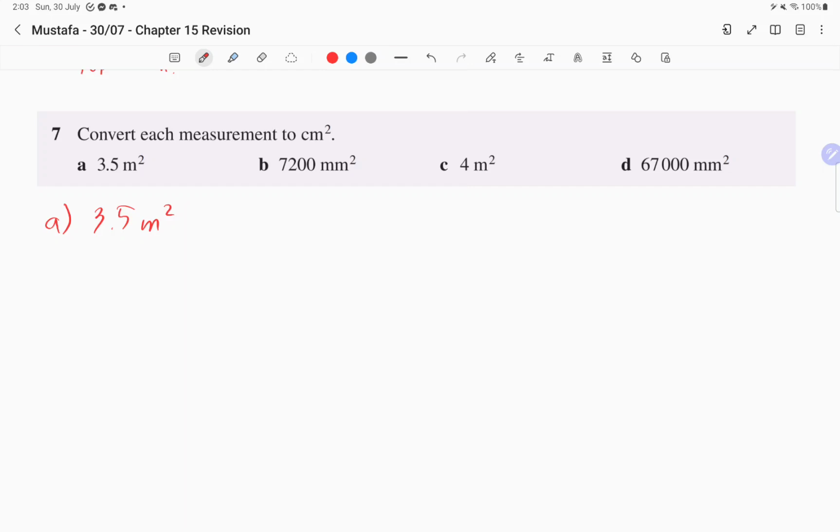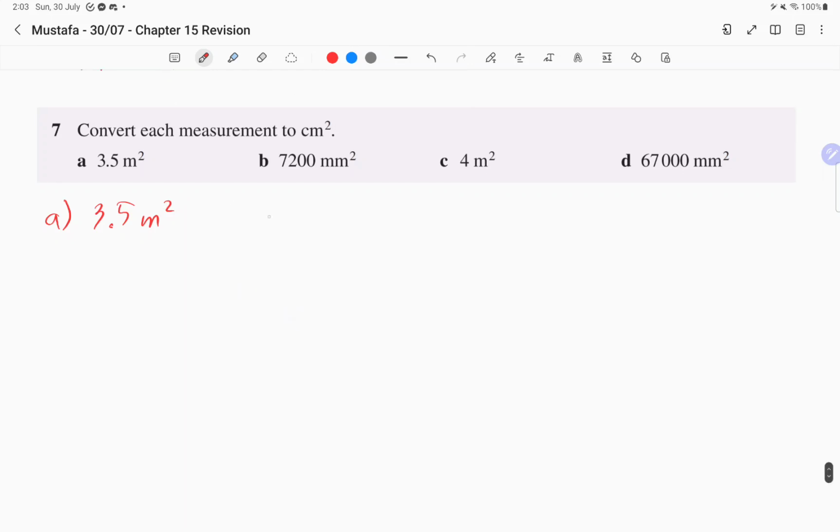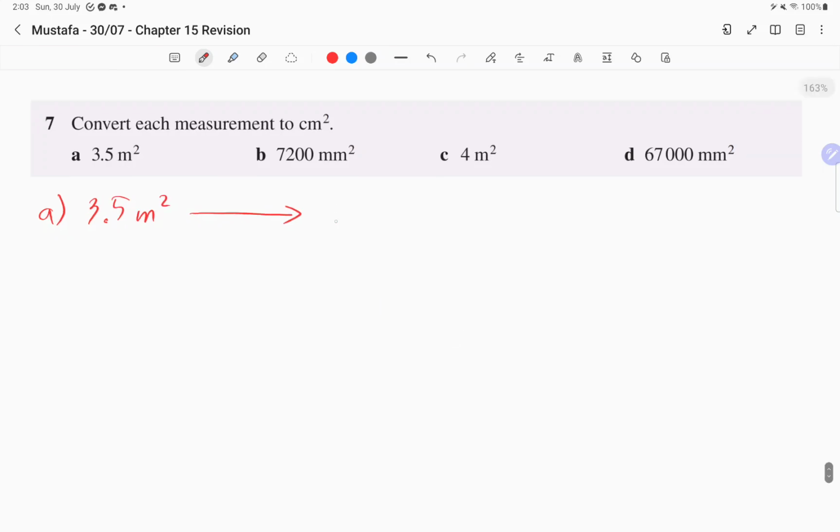I'll tell you my technique. Try to understand it and then see if you can explain it to someone else, okay? Because you have to be able to explain it, otherwise it means that you haven't mastered it. Now, the first step is when you want to convert, I like to write it this way with the arrow there. And you're converting it into centimeters squared.